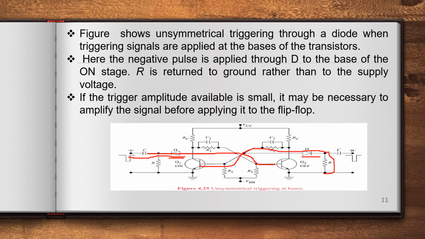Here R is there, no? So R is returned to the ground, rather than to VCC as in the previous diagram. Here R is returned to ground rather than the supply voltage. Through this capacitor and resistor it is connected to ground. Earlier this point was connected to VCC. If the trigger amplitude available is small, it may be necessary to amplify the signal before applying it to the bistable multivibrator.